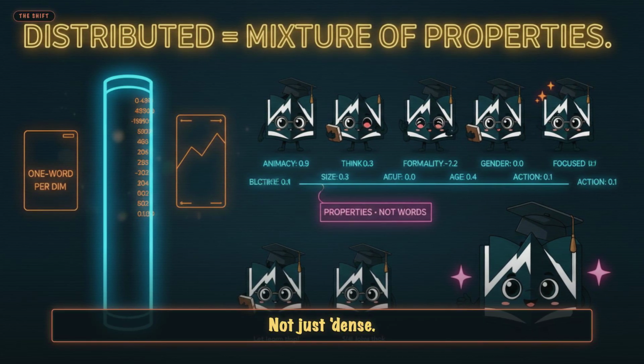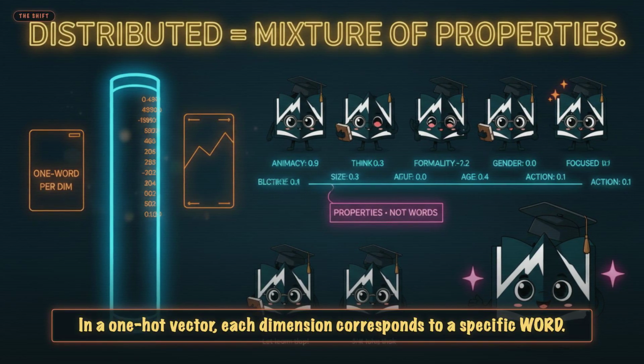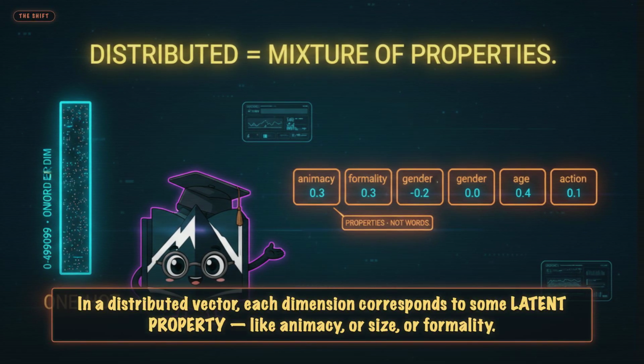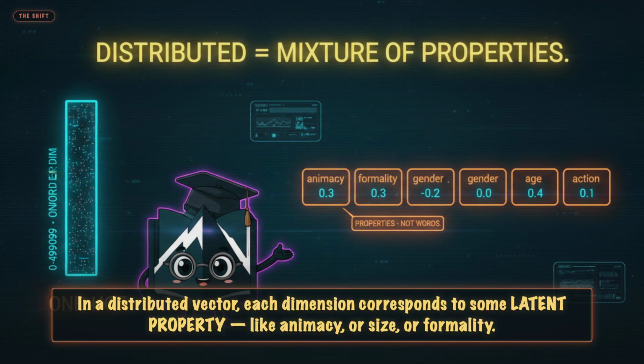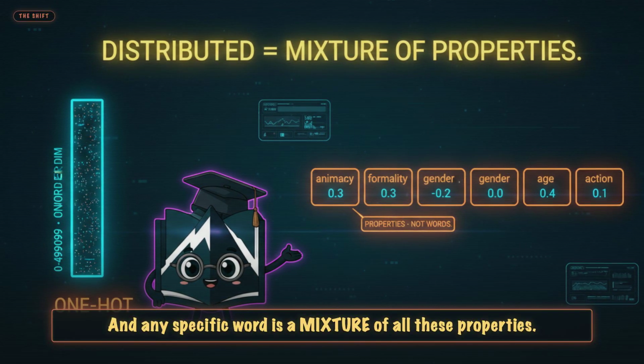Not just dense, a specific mathematical property. In a one-hot vector, each dimension corresponds to a specific word. In a distributed vector, each dimension corresponds to some latent property, like animacy, or size, or formality. And any specific word is a mixture of all these properties.